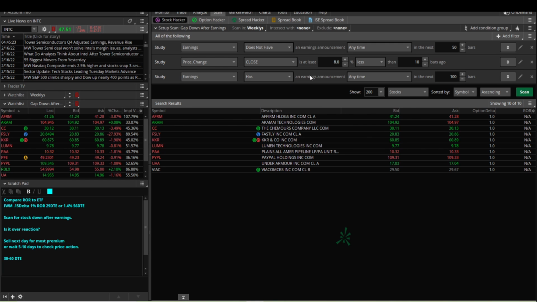So having this third study filter here that has earnings, what that's going to do is make sure that we're finding only stocks that do have earnings. So it's going to eliminate any ETFs. And the reason I do that is because if this pulls up an ETF that's dropped 8% in the last 10 days, normally that ETF is in a downtrend and you're probably not going to want to trade it anyway.